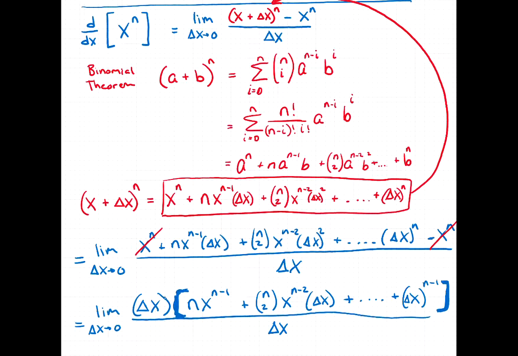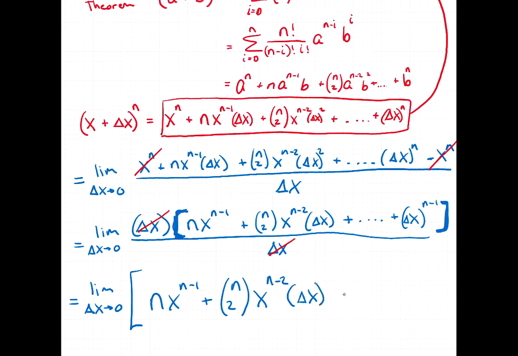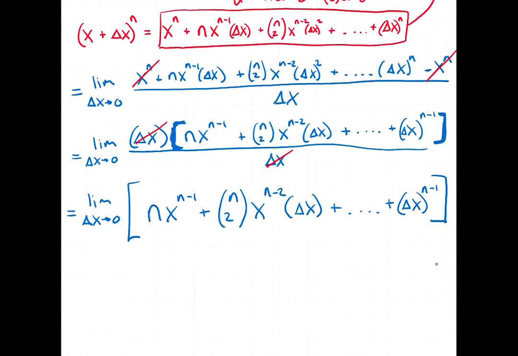So we have a factor of delta x on top, and a delta x on the bottom. They cancel. So we have the limit as delta x goes to 0 of nx to the power n minus 1 plus n combination 2 x to the n minus 2 times delta x plus n combination 3 x to the n minus 3, and so on, until we get down to delta x to the power n minus 1. Okay, a lot of algebra so far, and now we can apply the limit.